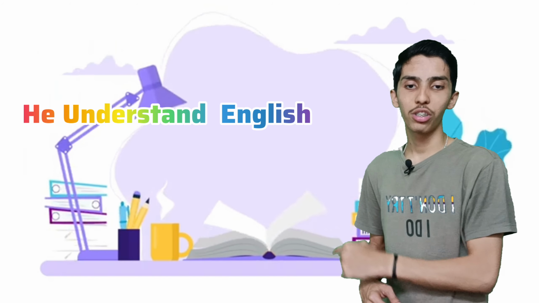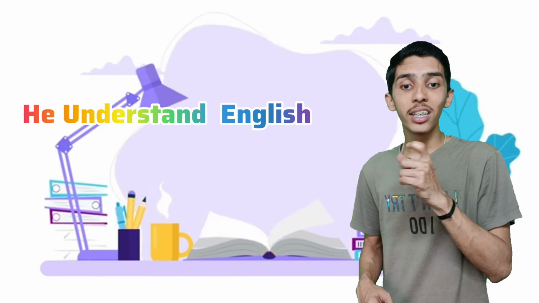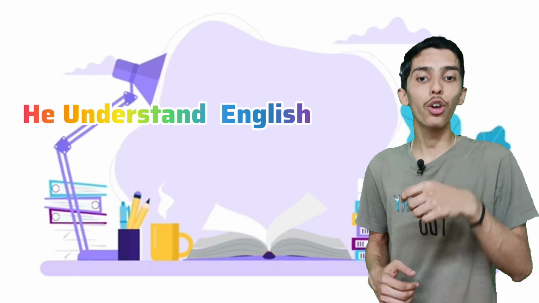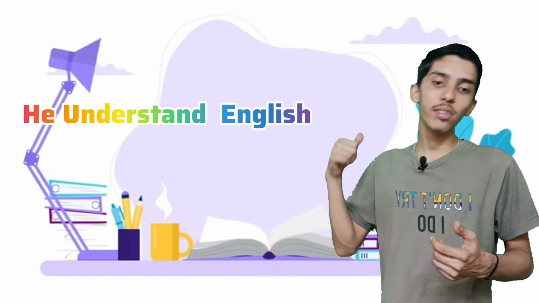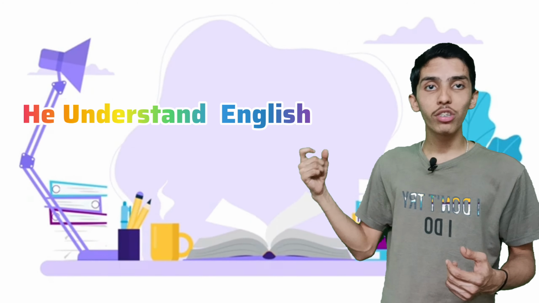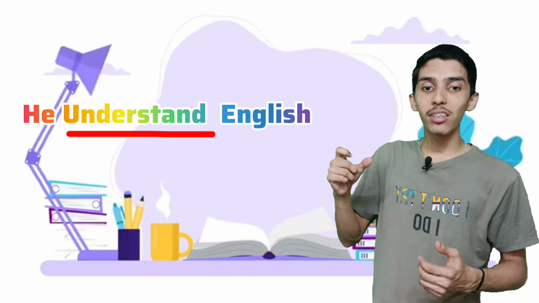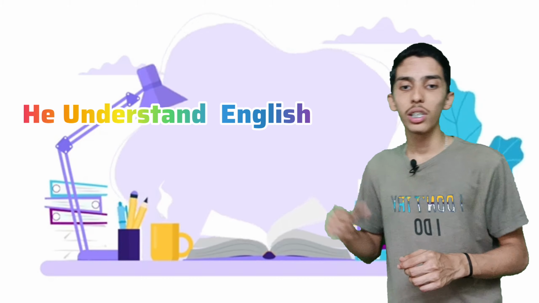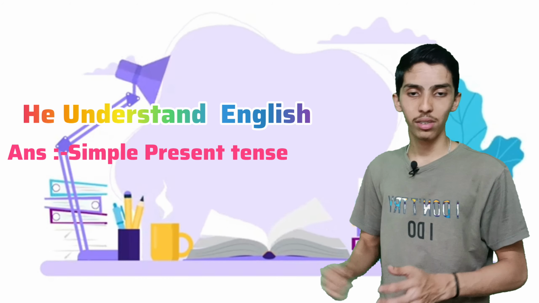The first example is: he understands English. We have to search for the verbs or helping verbs. Here the verb in the sentence is understand, so we have to consider that. Understand is a verb, right? It's present tense. So simple present tense.